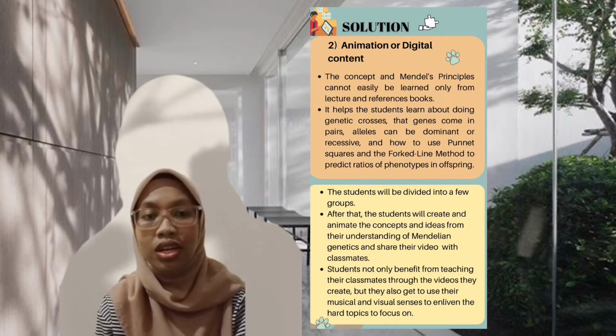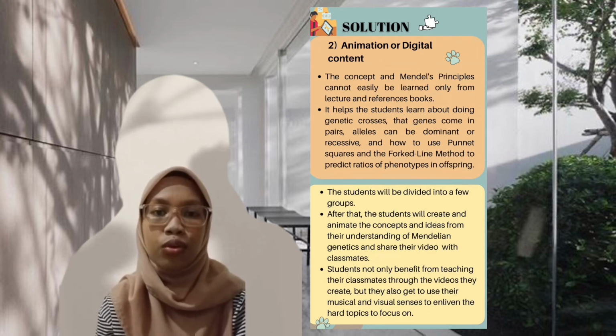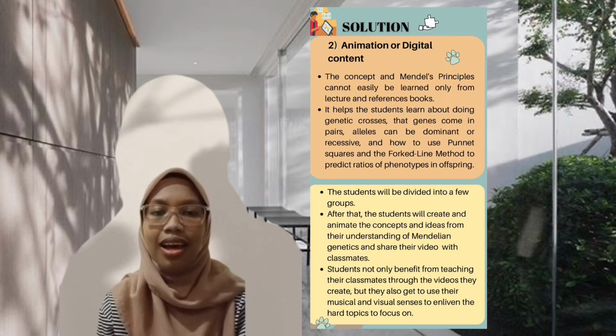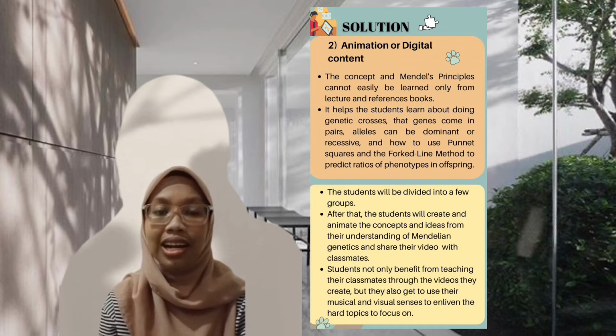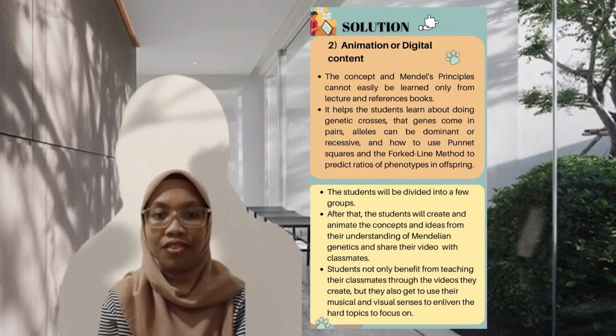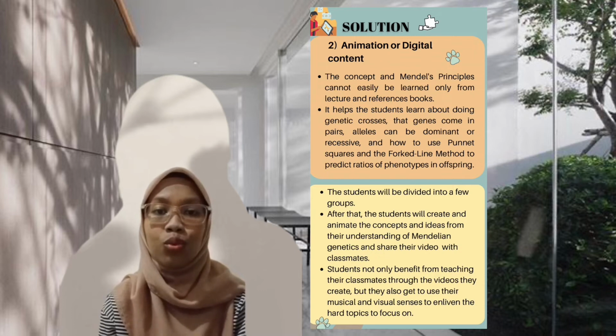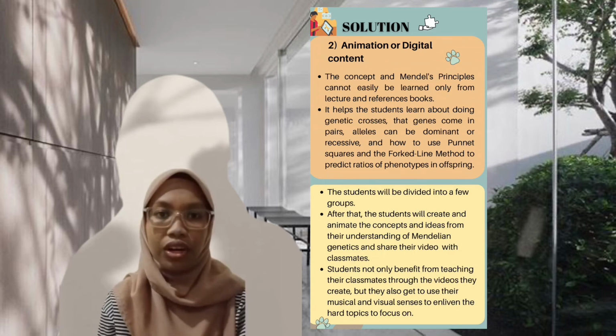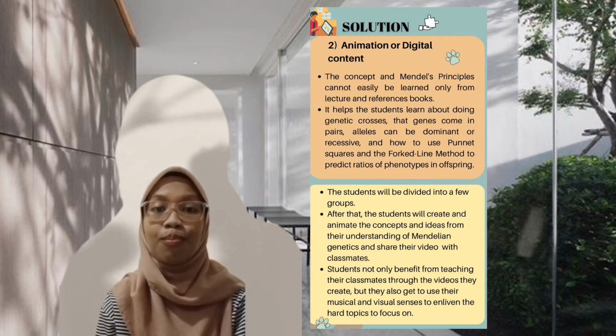But how can this animation or digital content be used in the classroom? Okay, firstly, the students will be divided into a few groups. After that, the students will create and animate a video based on the concept and idea from their understanding of Mendelian genetics and share their video with their classmates. At the end of the class session, the students not only benefit from teaching their classmates through the video that they create, but they also get to use their musical and visual senses to enliven the hard topics to focus on. So the students can be more focused and make the class session more interesting.